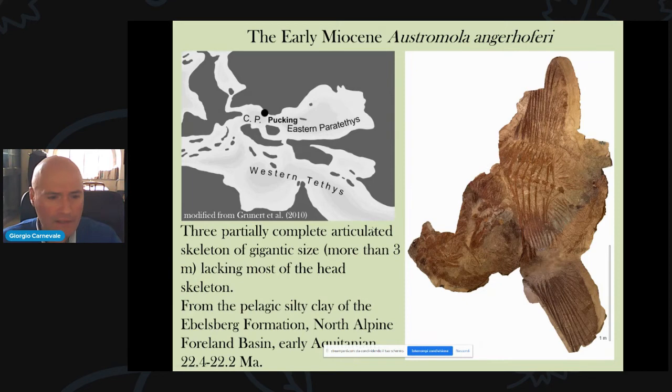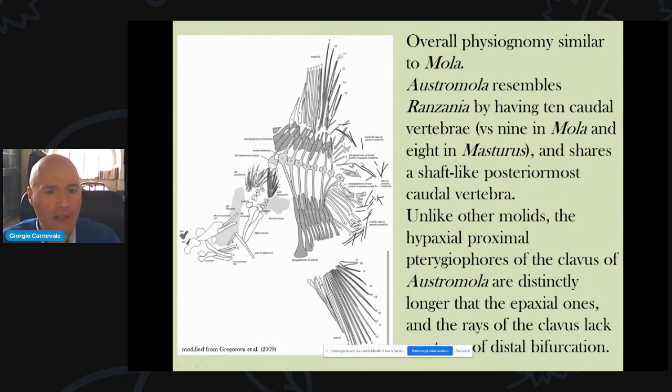All these three specimens lack a large part of the head, but the axial skeleton is well preserved, and they show some features which are similar to Ranzania. For example, they have 10 caudal vertebrae, and the posterior-most caudal vertebra has a shaft-like morphology, which is similar to Ranzania. But they also show some unique features, especially the epaxial proximal pterygophores are much more elongated than the hypaxial ones, and the rays of the clavus are entire, so there are no distal bifurcations in any of these rays.